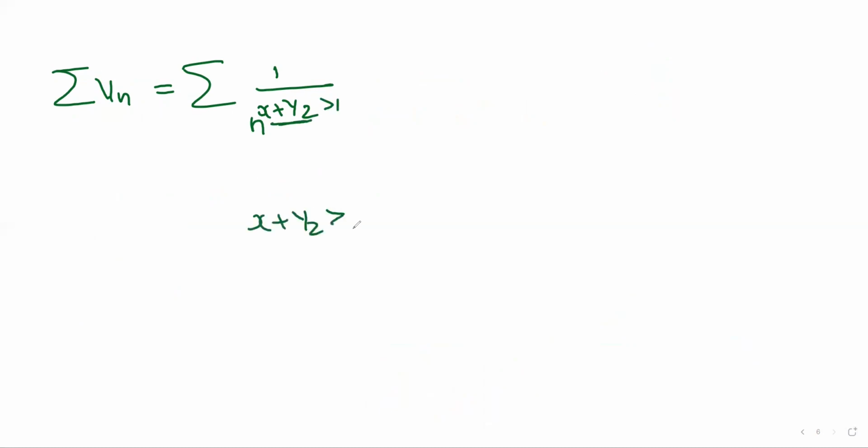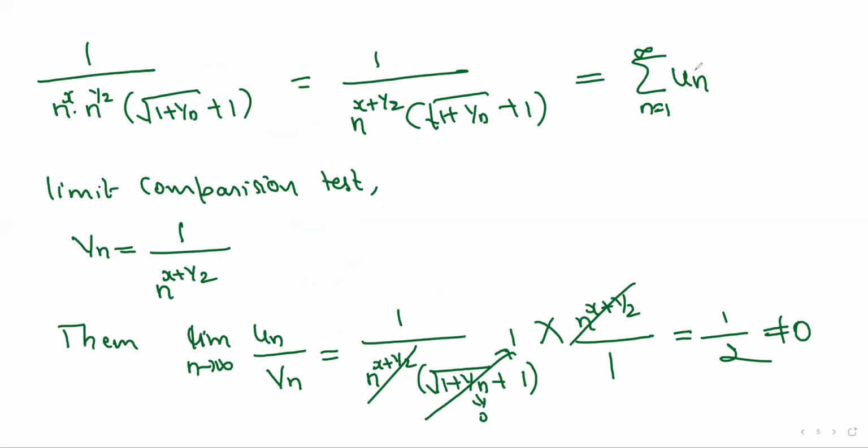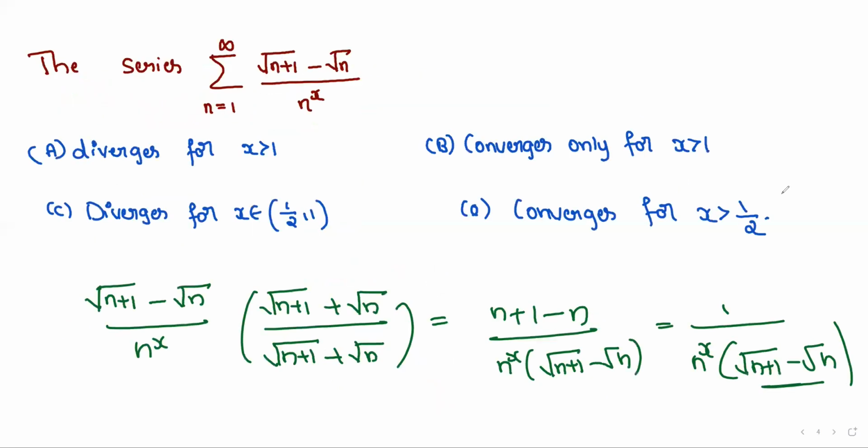Note that series Σvn, that is series 1 by n power x plus 1 by 2, will converge only if this exponent is greater than 1. That is, x plus 1 by 2 is greater than 1, or x is greater than 1 minus 1 by 2, that is 1 by 2. This series converges if x is greater than 1 by 2. Similarly, series Σun will converge if x is greater than 1 by 2. Therefore, option D is the right answer.